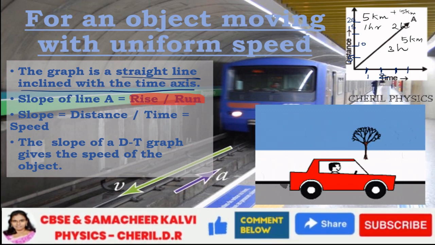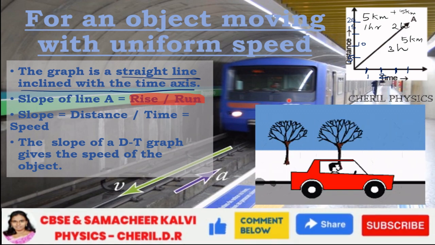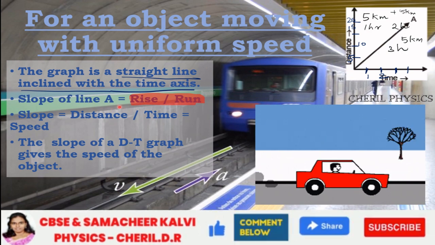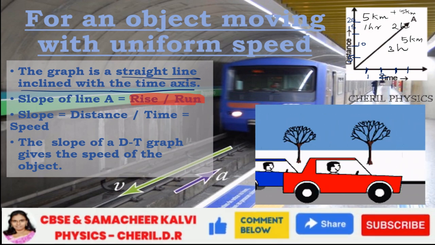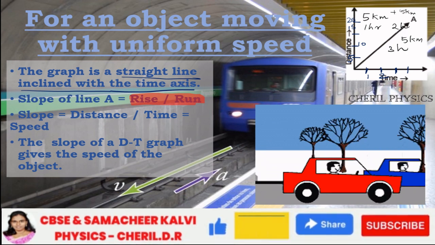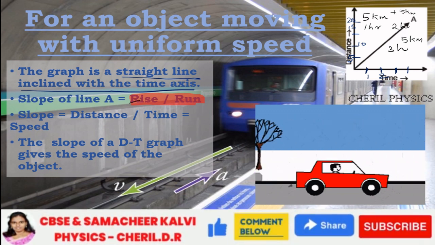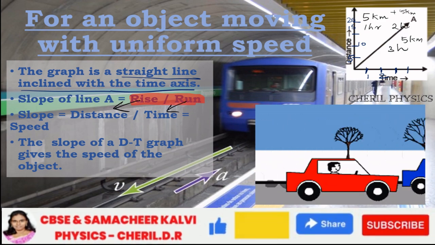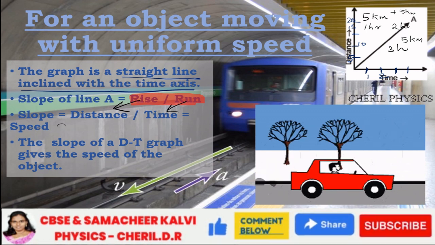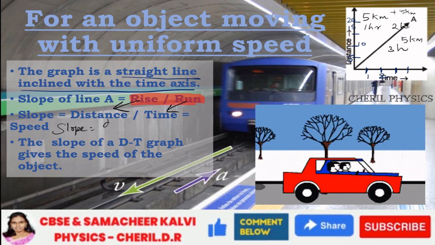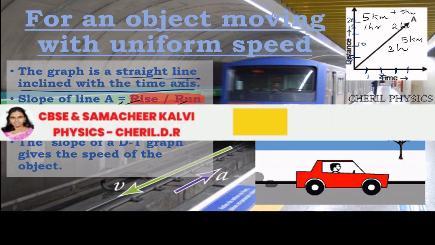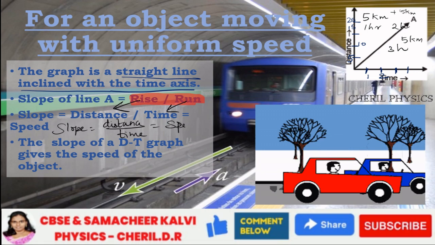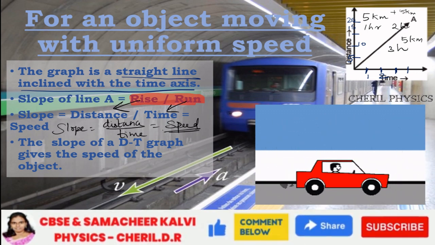So now what is there in the rise? Check carefully what is there in the rise. Rise talks about the distance traveled. That is why we are writing rise here. So instead of rise, you are going to mention the distance. Likewise, instead of run, you are going to mention the time. So what is my slope here? My slope here is distance by time. What is the formula for distance by time? We know that it is going to be the speed.